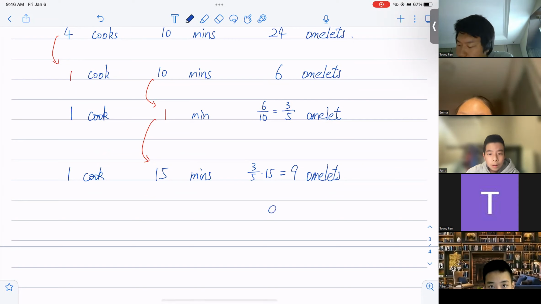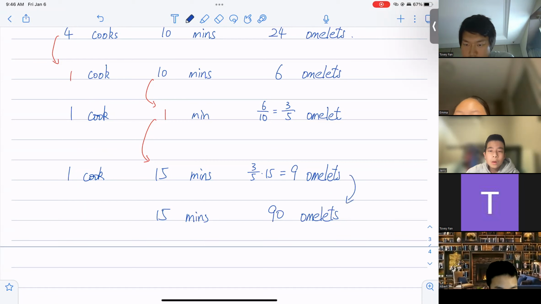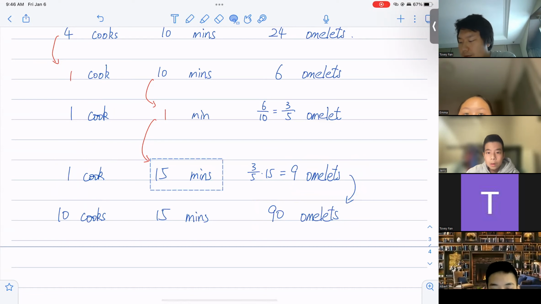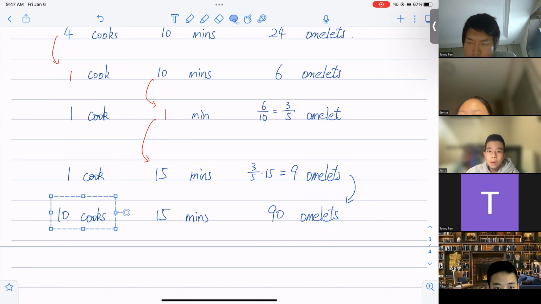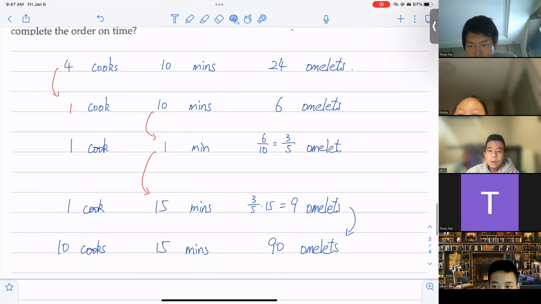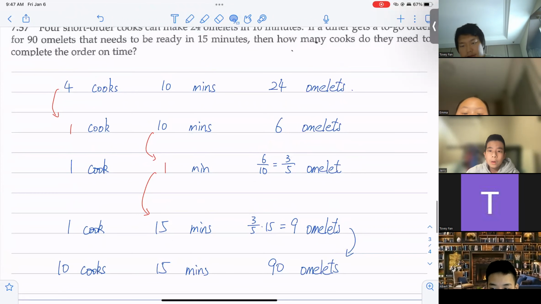Now you need to make 90 omelets, remember? You have 90 omelets, and you only have 15 minutes. So how many cooks do you need? How do you get from 9 to 90? We need 10 cooks. Very nice. So from 9 to 90, one person in 15 minutes can make 9. You need 90, so you need 10 people, 10 cooks. And now that's how we figure it out. Okay, so Emma, that makes sense now?